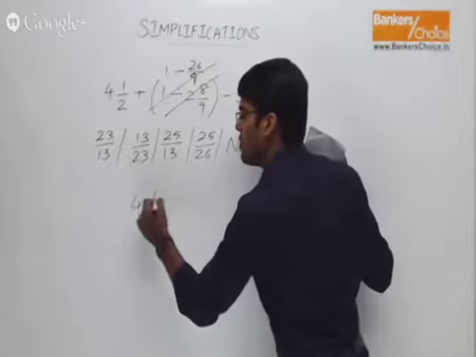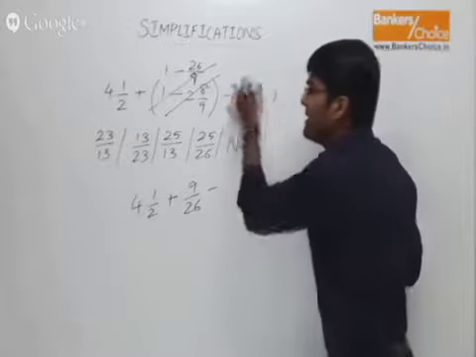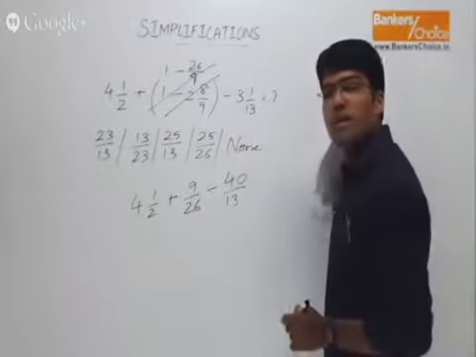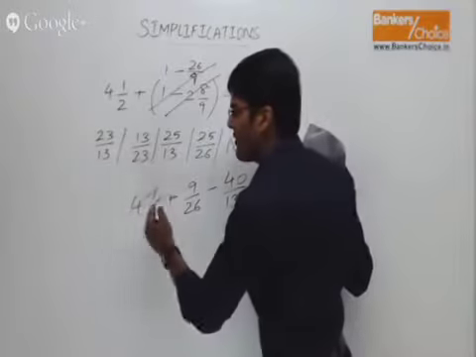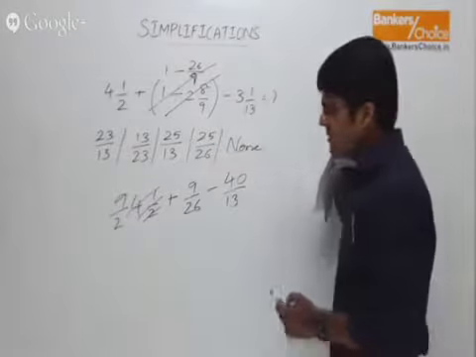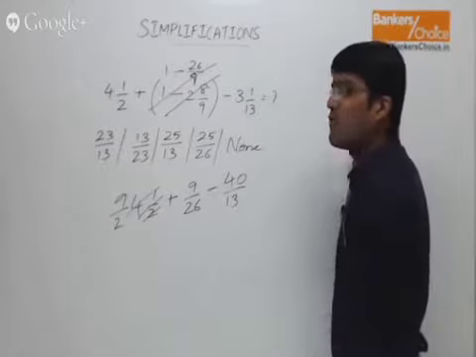So this part comes out to be 9 by 26. So 4.5 plus 9 by 26 minus 3 1 by 13 can be taken as 39 plus 1, 40 by 30. Right? And 4 1 by 2 can be taken as how much? 9 by 2. This part is 9 by 2. Now try to look at this: 9 by 2 plus 9 by 26 minus 40 by 30.